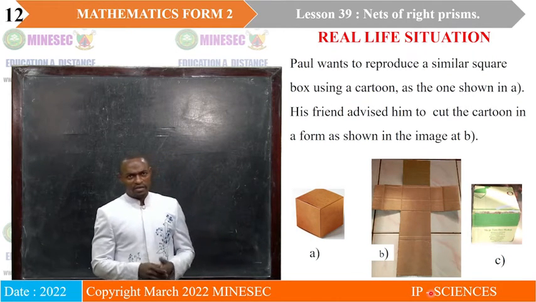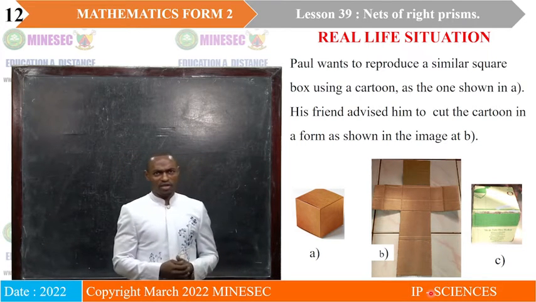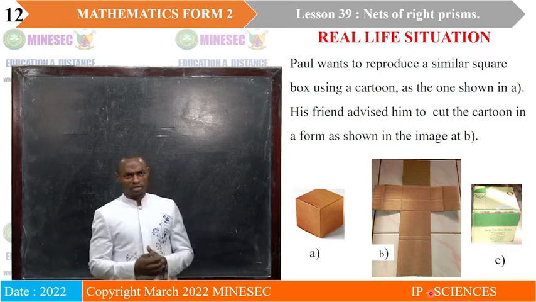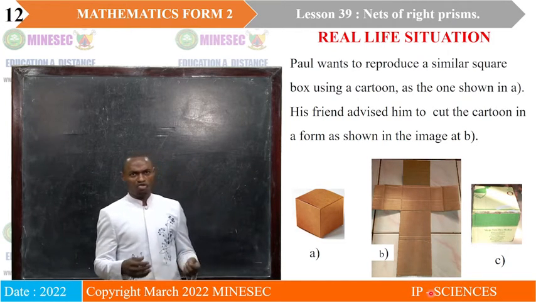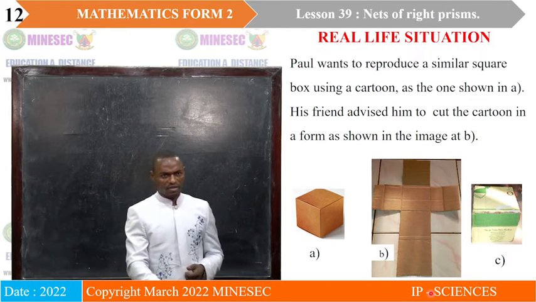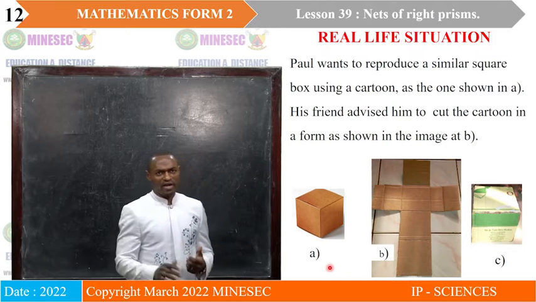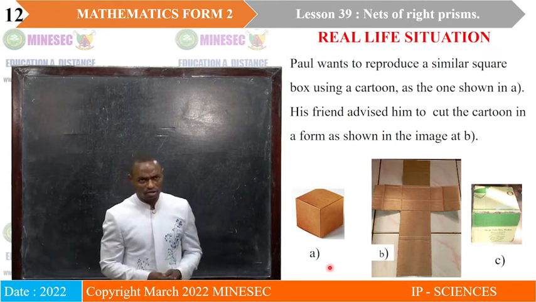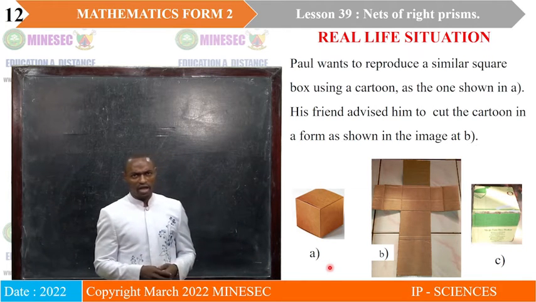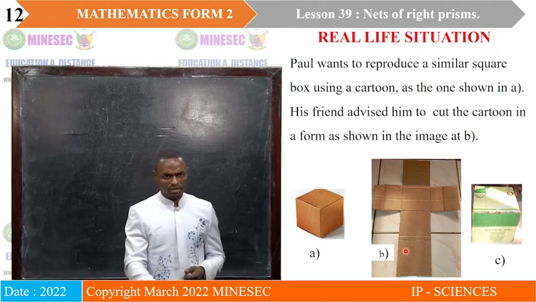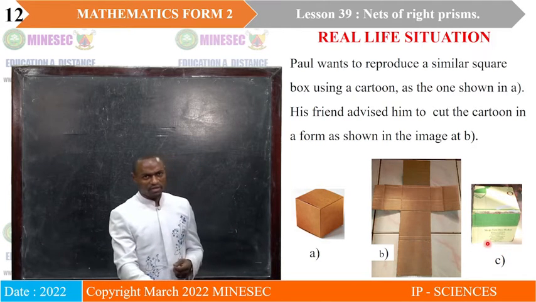Here is our real life situation. Paul wants to produce a similar square box using a carton as the one shown in A. This is the figure A. His friend advised him to cut the carton in a form as shown in the image at B. This is the image at B, and this is the image at C.